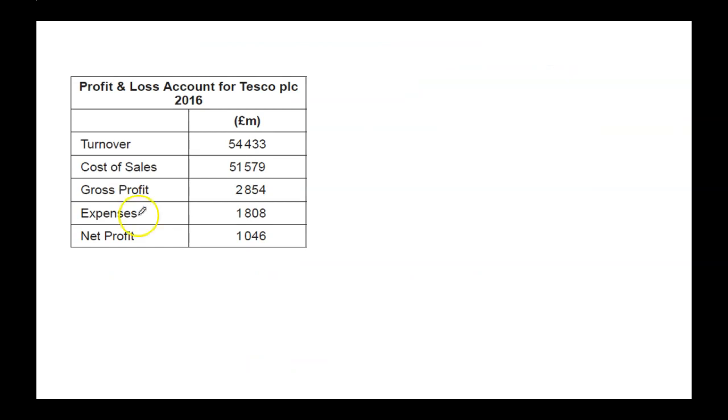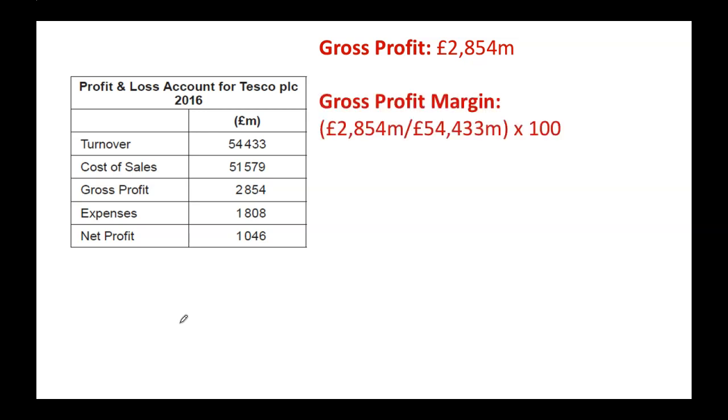So let's go back to Tesco's profit and loss account. So the gross profit is 2,854 million. The gross profit margin, we'd have to divide that by the revenue and times it by 100 to get a percentage. So they've got a gross profit margin of 5.2%.